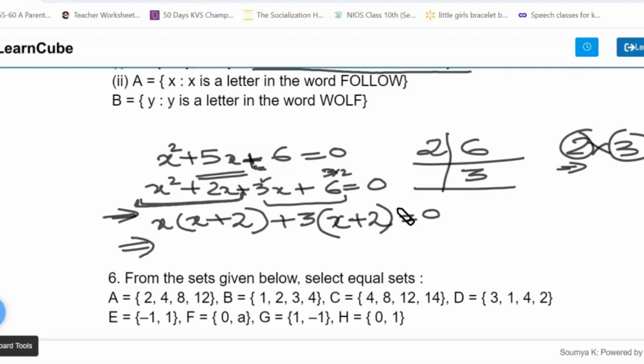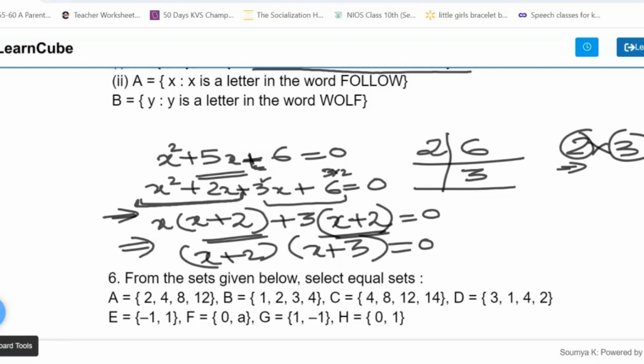Now consider this first term and this second term. Since they are separated by plus, this is the first term, this is the second term. When two terms are separated by plus or minus, it becomes first term and second term accordingly. Here, x plus 2 is common in both of them, which you can write separately outside and then put a bracket and find out what is remaining. From the first term you have x remaining, plus 3 remaining from the second term, equal to 0. That means this term multiplied by this term will give you 0.